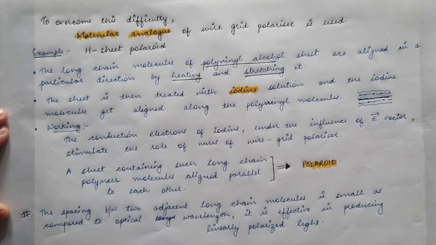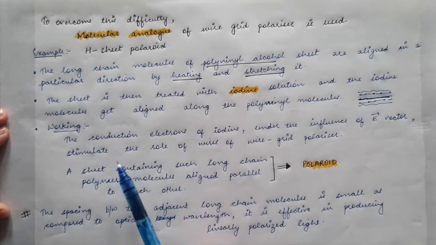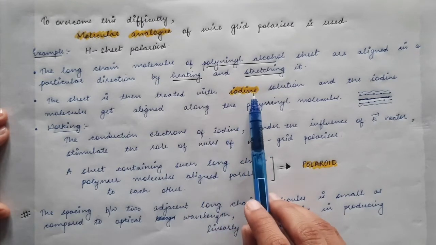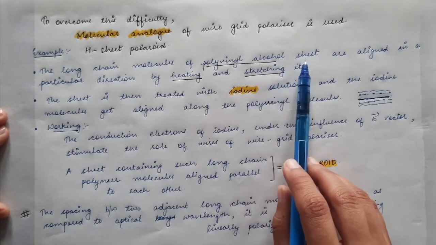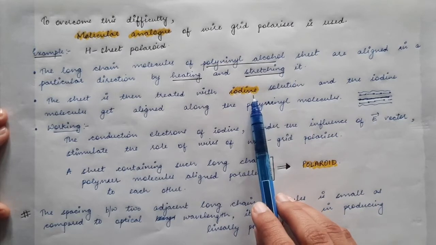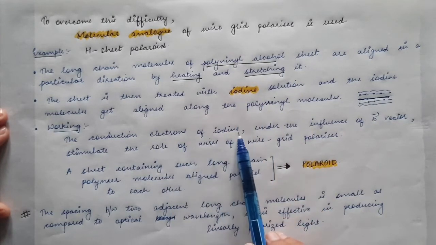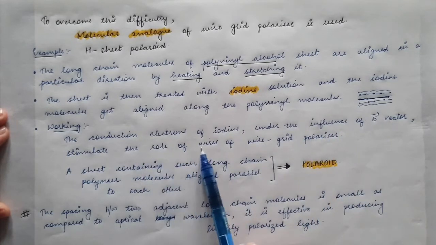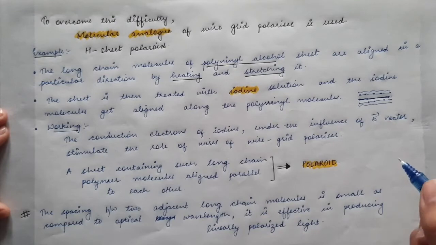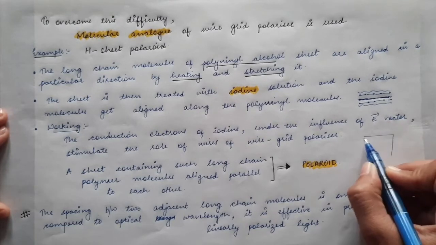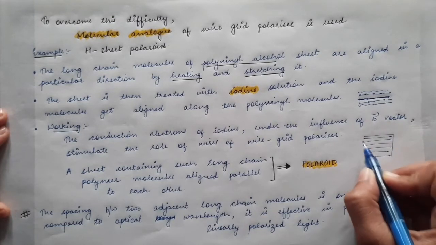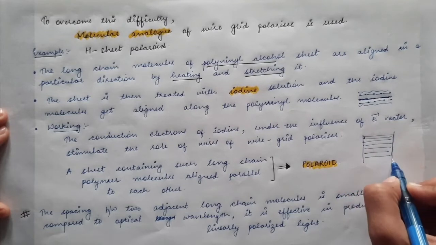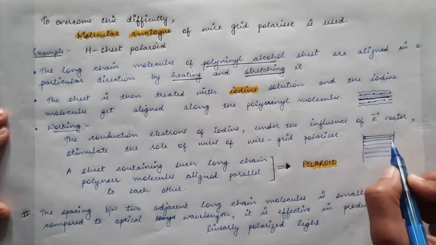So what is the working? The conduction electrons of the iodine. We have treated the sheet with iodine solution, and these iodine molecules have conducting electrons. The conduction electrons of iodine, under the influence of the electric field vector, simulate the role of wires. So earlier, in the case of the wire grid polarizer, we had a large number of conducting wires, and these conducting wires had free electrons.